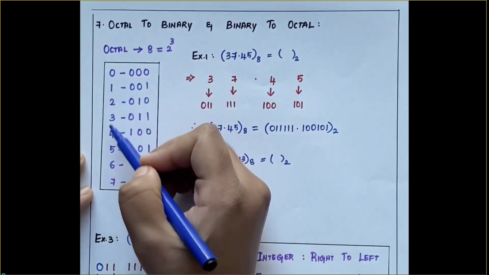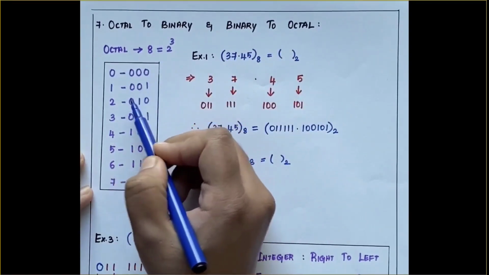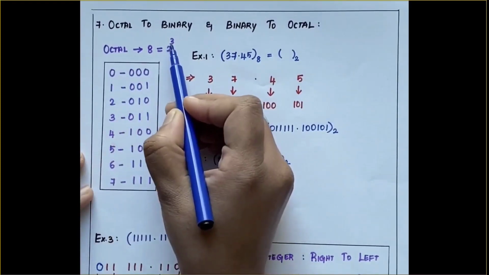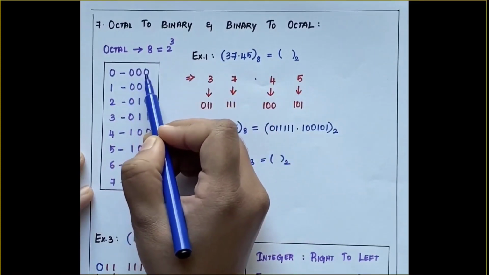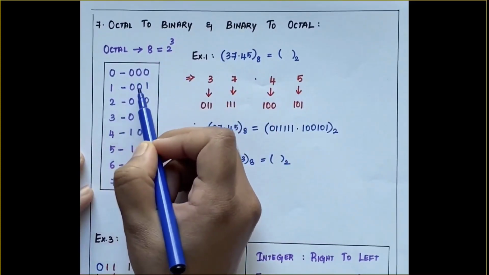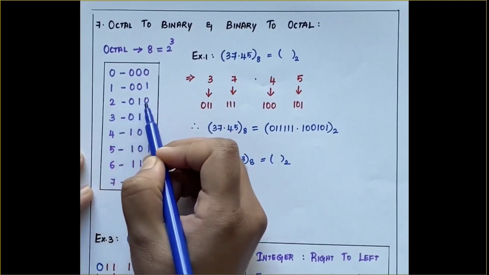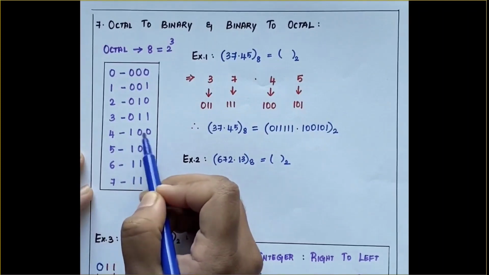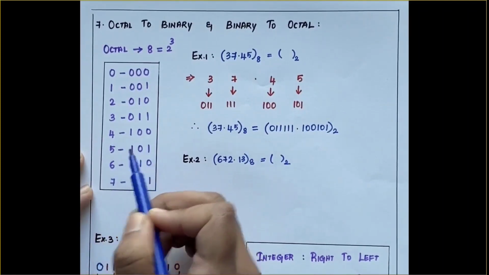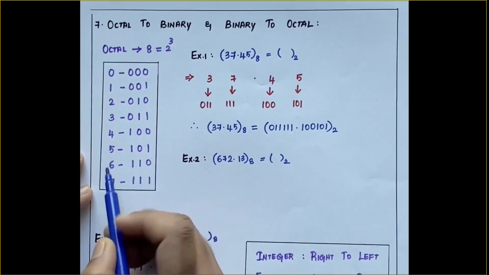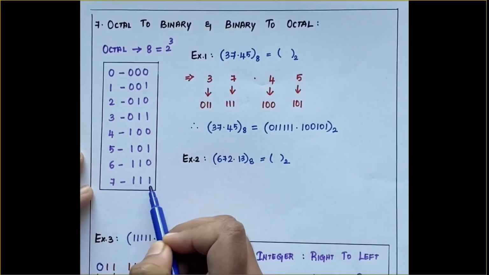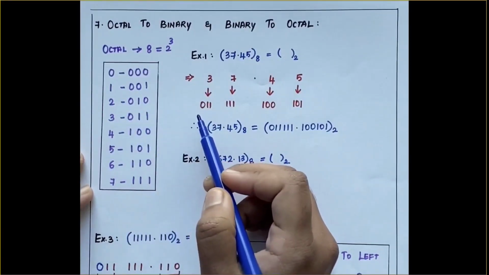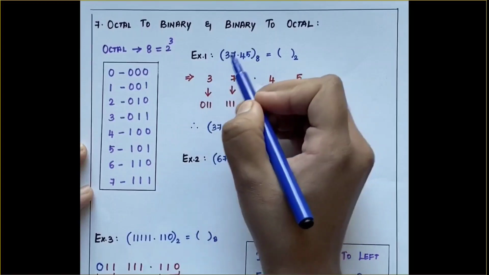So based on that, let us write the representation for various numbers in 3 digits. For example, 0 is represented with 3 digits as triple zeros, and 1 is represented as 001 in binary, 2 is represented as 010, 3 is 011. For 4 it is 100, for 5 it is 101, for 6 it is 110, and for 7 it is 111. So this is the representation. Based on this representation, let us solve an example.